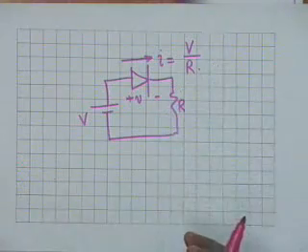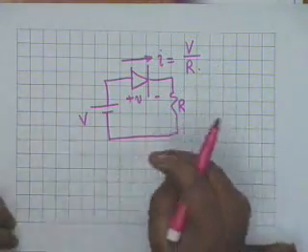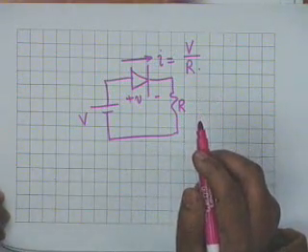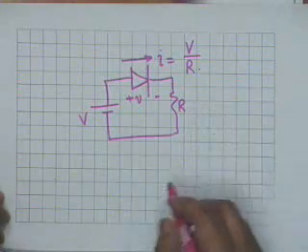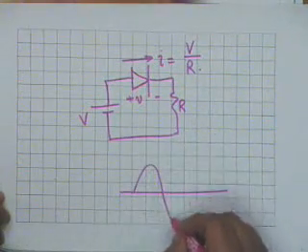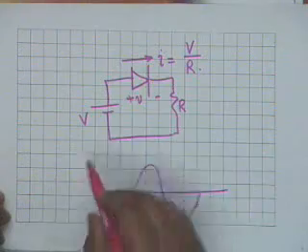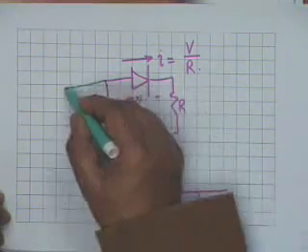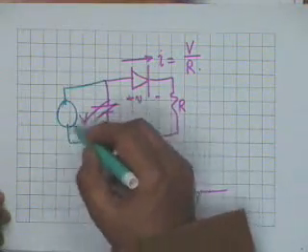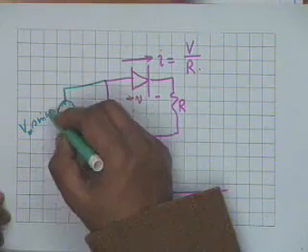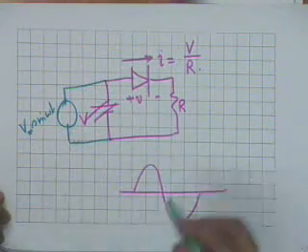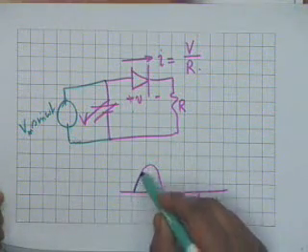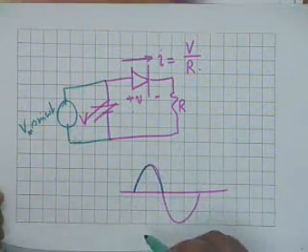Now, this preferential flow of current in the diode is utilized to convert an AC to DC. Suppose you have an alternating voltage like this. If this V is replaced by an alternating voltage, let us say Vm sin omega t, then the current in the circuit shall flow only during the positive half cycle, that is only during this cycle.